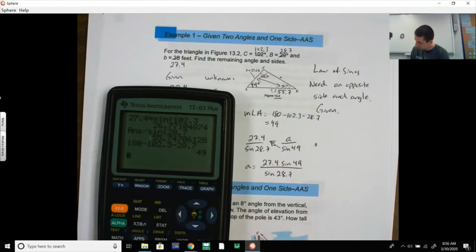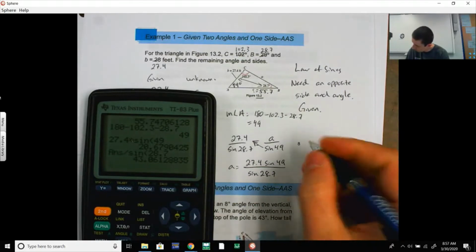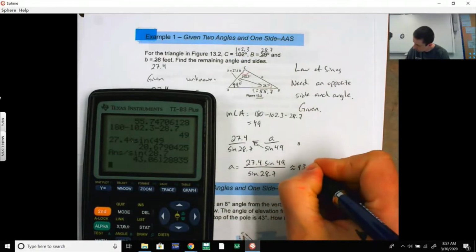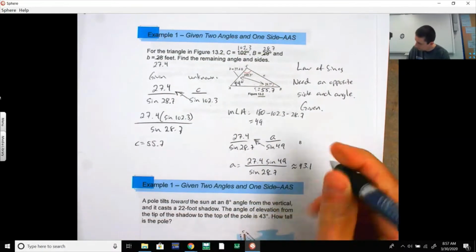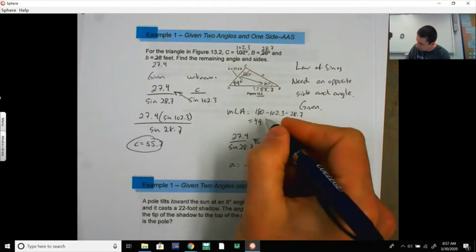And crank that out. 27.4 times the sine of 49 divided by the sine of 28.7. 43.1. So we have found the remaining sides. There's side A, there's side C, and there's angle A.